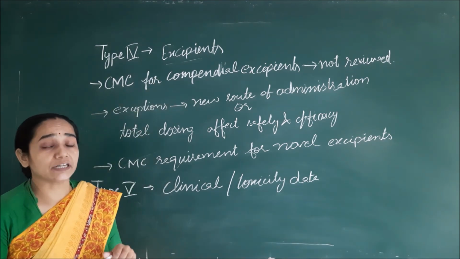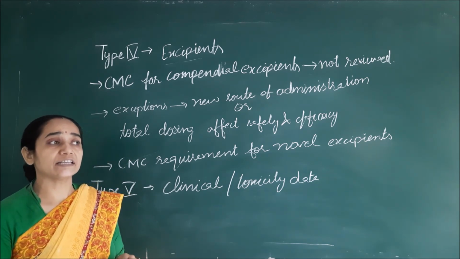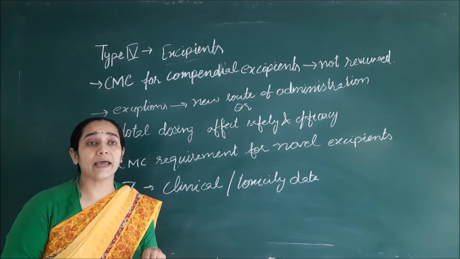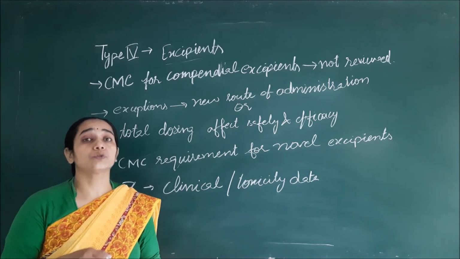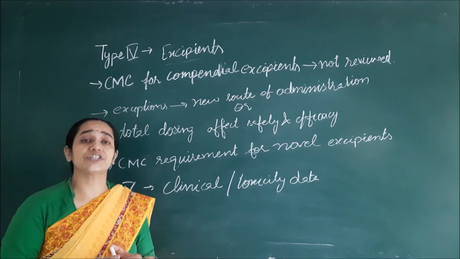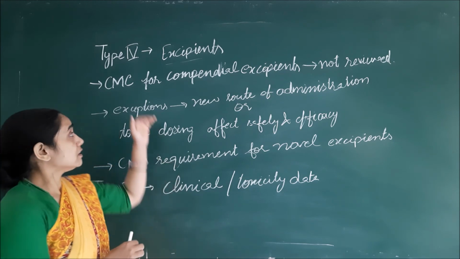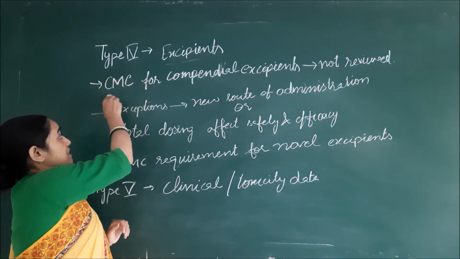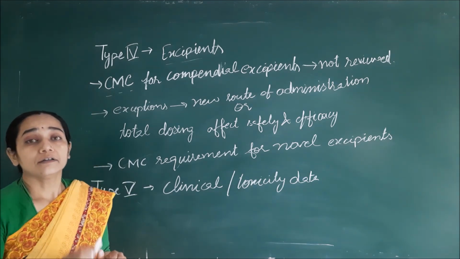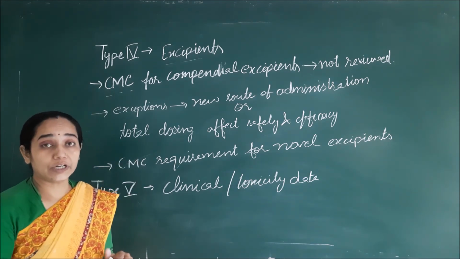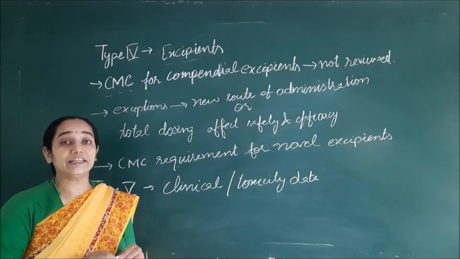And if the excipients are commonly used excipients, for example, microcrystalline cellulose, lactose, spray-dried lactose, these kinds of things which are commonly utilized and specified, then we need not submit their chemistry, manufacturing and control specifications to the authority for review, and they will not be reviewed. So, how will we provide the information?